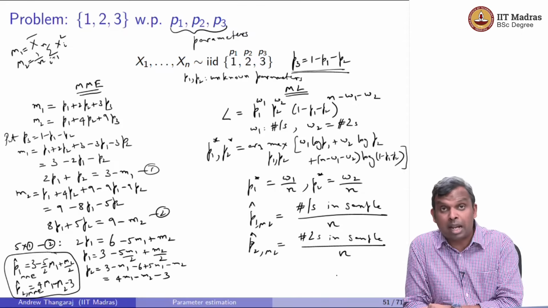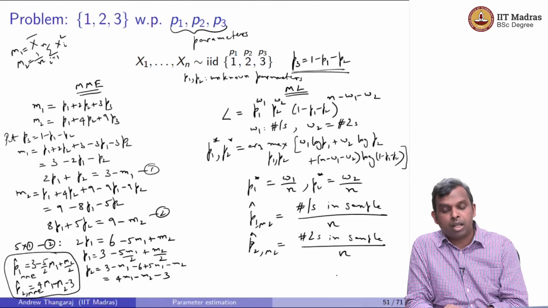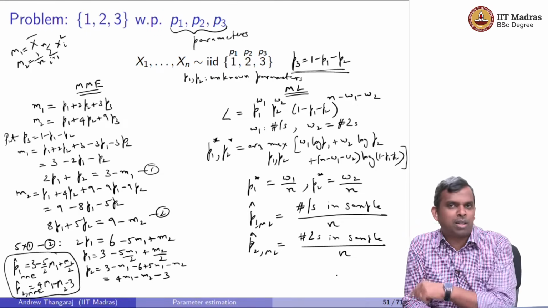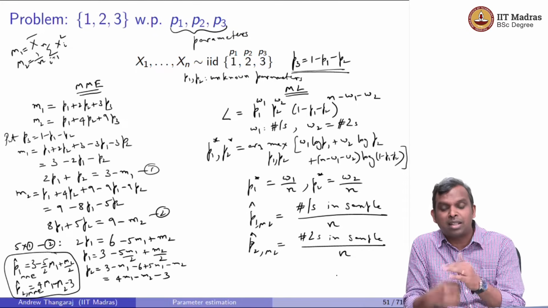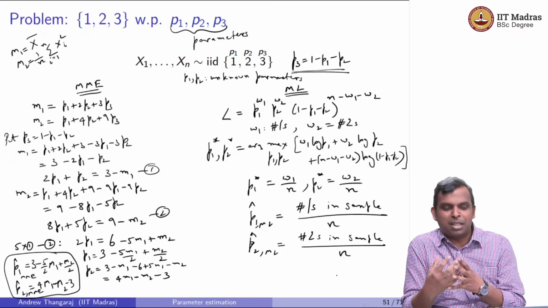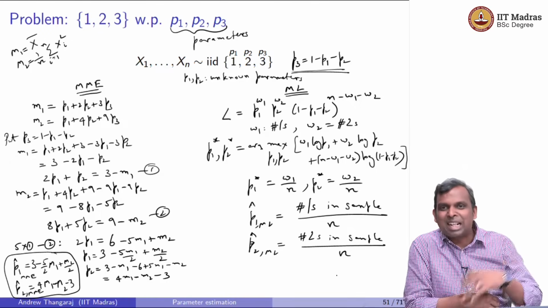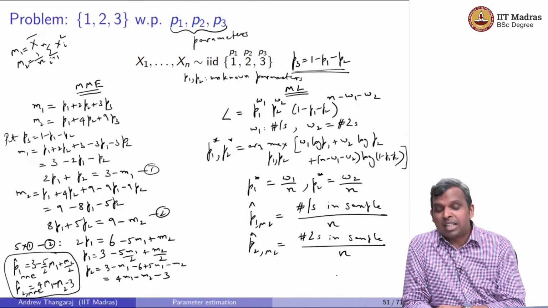In Bernoulli, this is what happened, right? P was simply the number of ones divided by n, W by n. So we expect something like that when we do 1, 2, 3, P1, P2, P3. P1 should be the number of ones by n, P2 should be the number of twos by n, right? That seems like a reasonable estimator, but look at what the method of moments gave you. It gave you something really convoluted and maybe confusing. But the ML estimator has given you very nice, very intuitively pleasing answers.